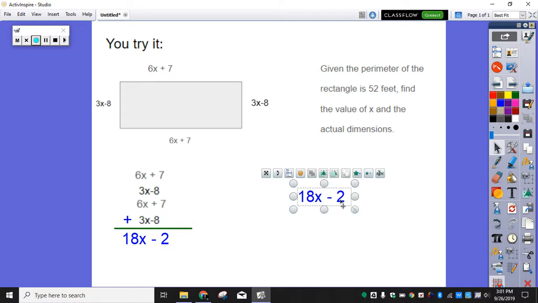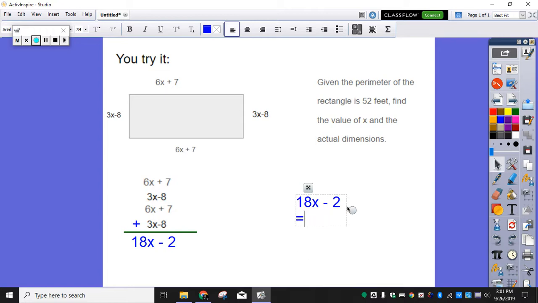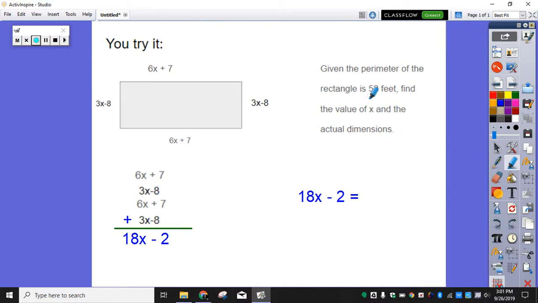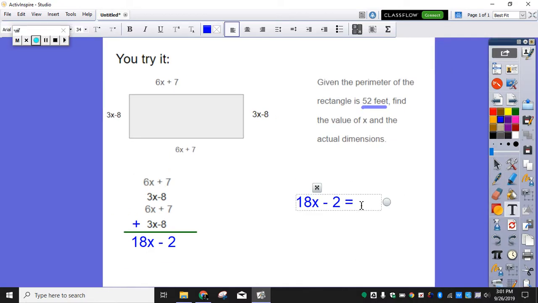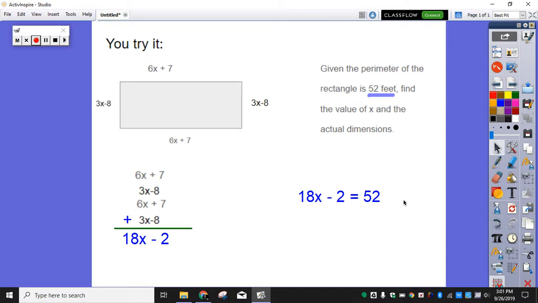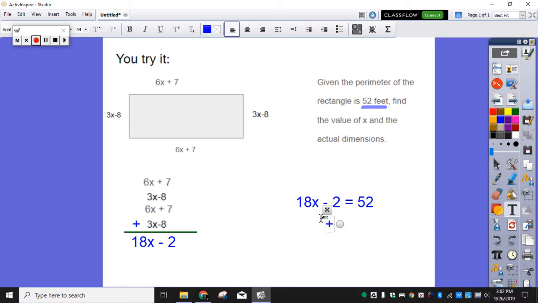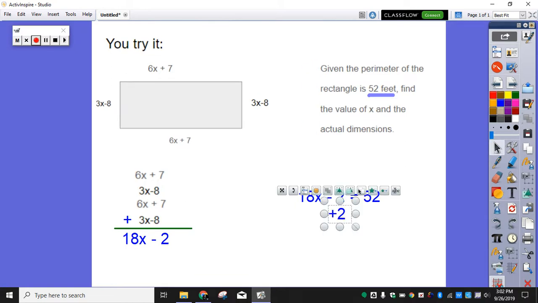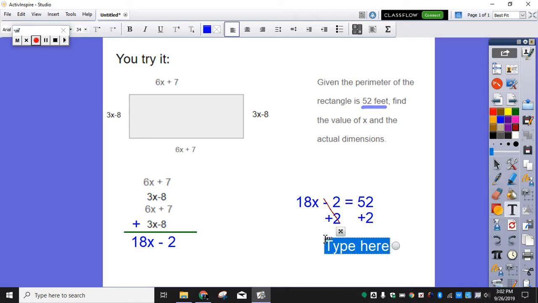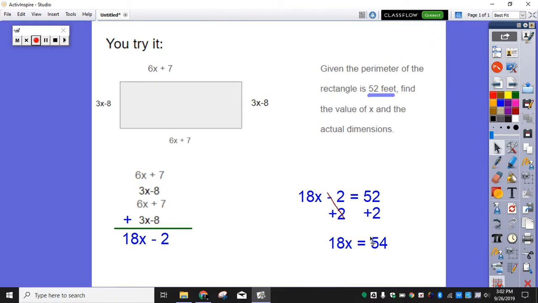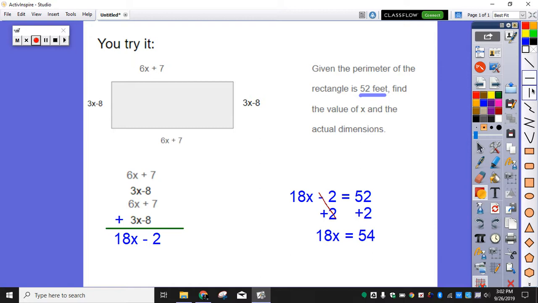And if that represents perimeter, then that expression should equal the perimeter that they gave me, which was 52 feet. So this should equal 52. From this point, it's just a two-step equation. It was adding all these together that made this a longer process. Here, I can just add 2 to both sides. And remember, whatever I do to one side, I have to do the other to maintain that balance. The negative 2 and positive 2 would add up to 0. They would eliminate. And then I'd have 18x on the left side. And on the right side, 52 plus 2 is 54. And to finish solving for x, I would divide both sides by 18.